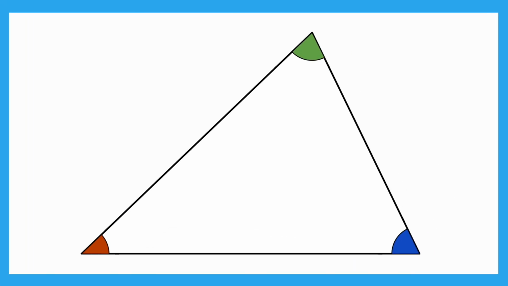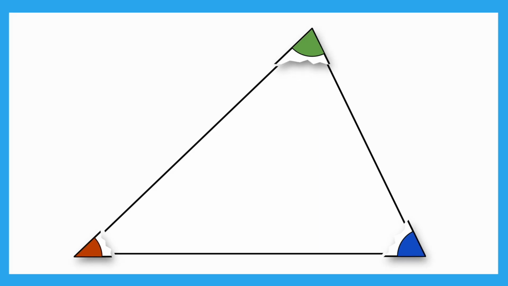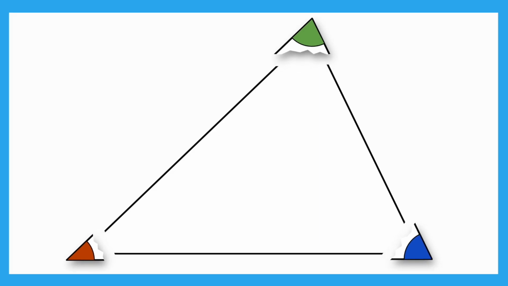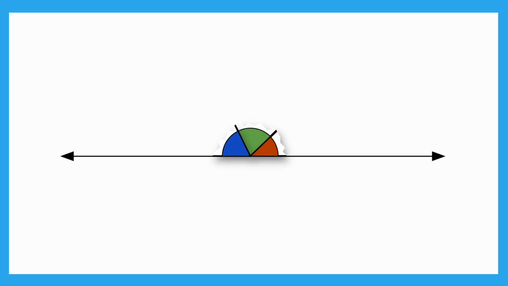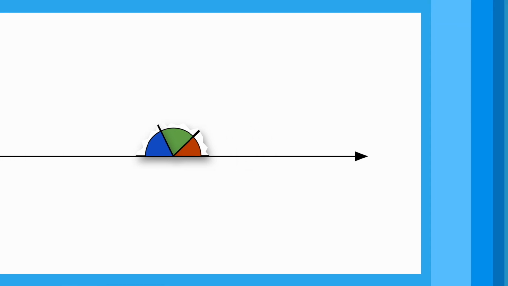Start by carefully tearing off each of the interior angles like this. Then, when we line these angles up, making each one adjacent to the next, we can see that these three angles form a straight line, which means their measures sum to 180 degrees.